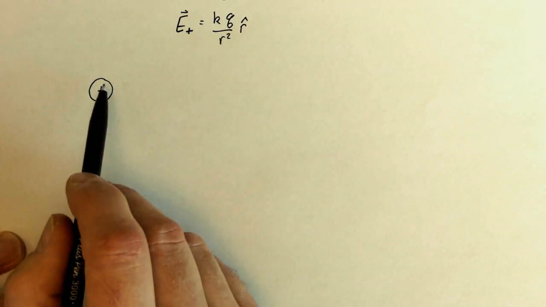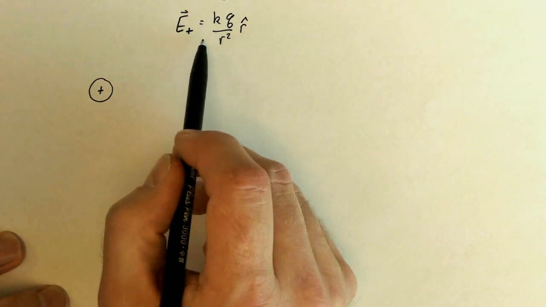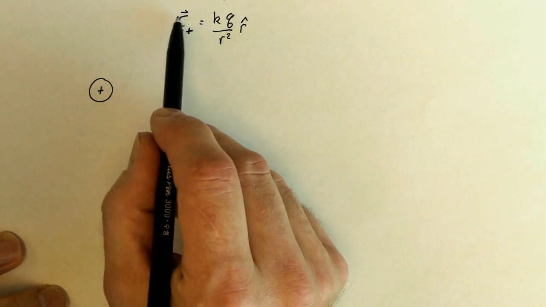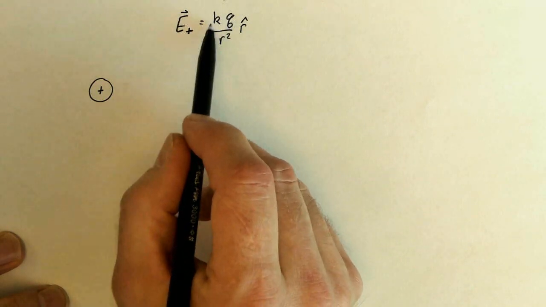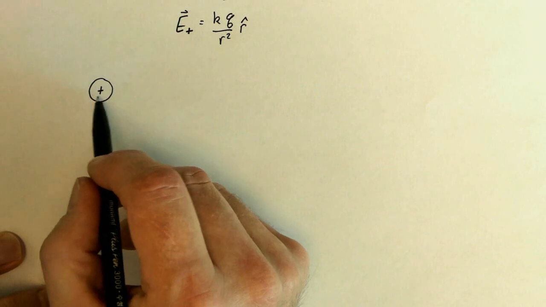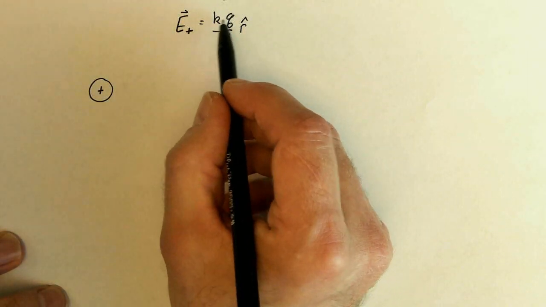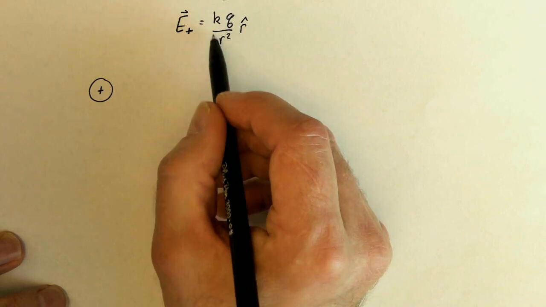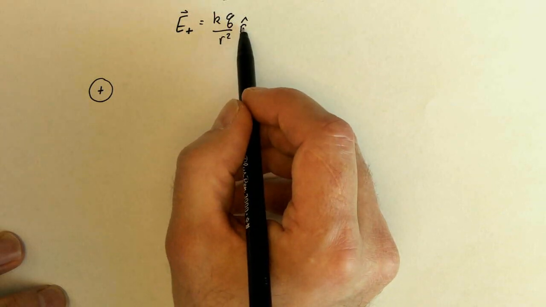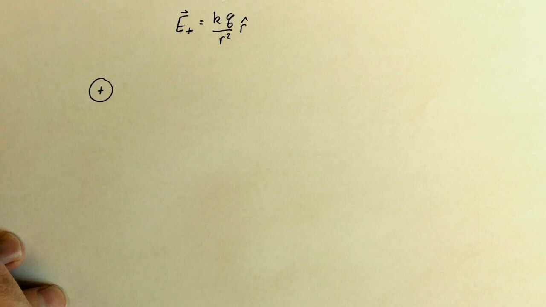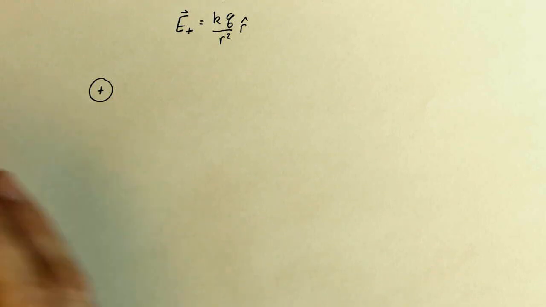The electric field of a point charge is given by this relationship. It is a vector, and so we need to indicate both a size and a direction. If we assume a positive charge here of size q, then we can write it as kq over r squared, giving the magnitude, and the direction is r hat.